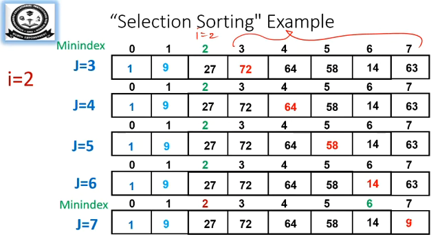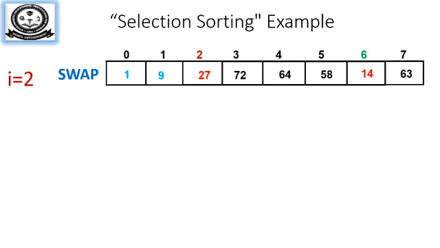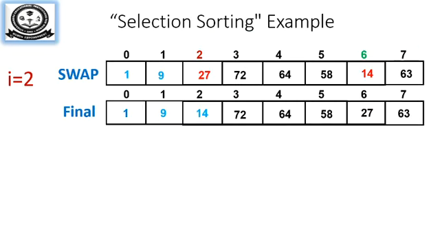Then finally, after the 14 update, 63 is still not less than 14. So a swap will happen between the second position and the 6th position. So after swapping, 14 will come to the second position and 27 will go to the 6th position. Now we'll see when I is equal to 3.